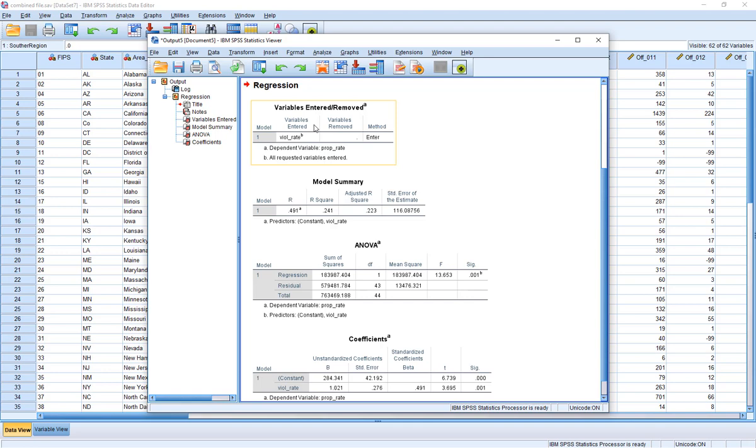Now, the first box here, variables entered and removed, there's not a lot going on. It's simply telling you this is your dependent variable, and this was, in fact, your independent variable. As you can imagine, when we move from bivariate to multivariate, there'll be a little bit more information here. Things like variables removed and method are based on the idea that there are different types of regression where we can actually tell the program to select which of a group of variables to include based on certain criteria.